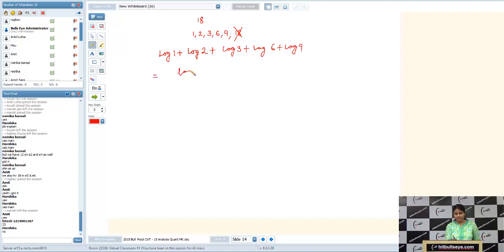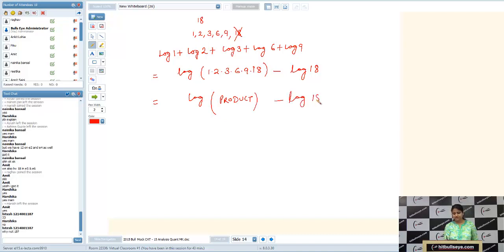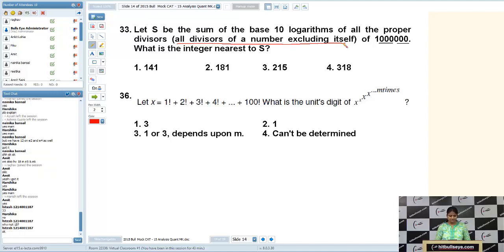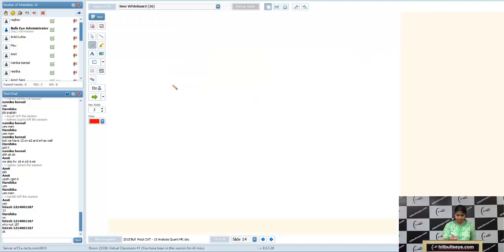Now by using the log property, we can write it as log of 1 into 2 into 3 into 6 into 9. I'm writing 18 as well here, subtracting log 18. So this is nothing but log of the product of all the factors minus log of 18. Is it okay with you? Why not 18? Because that is given in the question. All divisors of a number excluding itself. That's why. Hitesh, is it okay? Yes.